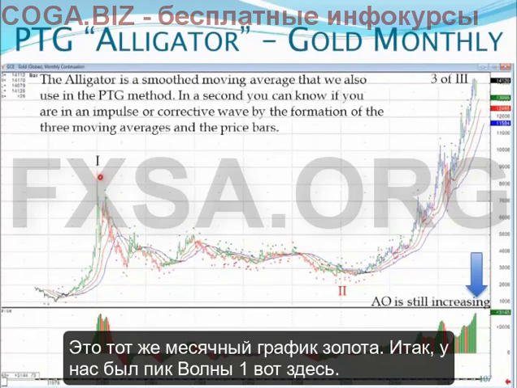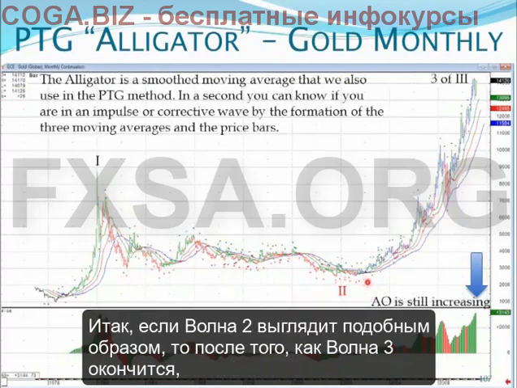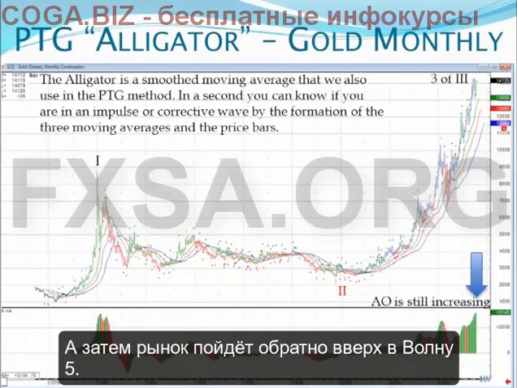So we had a peak of wave 1 here, and we've had 20 years of sideways action of a complex wave 2. With this wave 2 looking like this, after this wave 3 is over, we'll probably have a very quick wave 4 that could pull back very fast, far in price, and then head back up for wave 5.